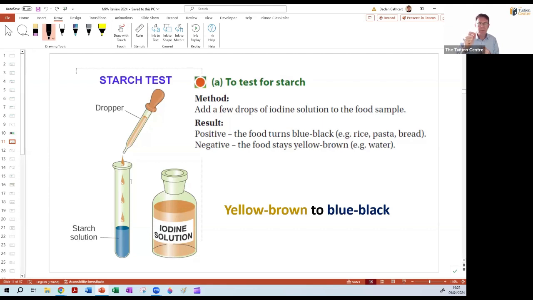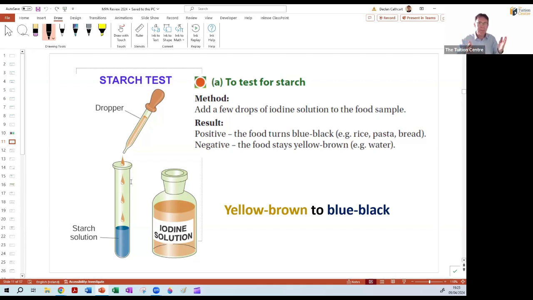Good work. 2 out of 3 right answers so far. Anyone else? What's the control? Last few seconds, last chance to give your answers. Water. So here's the thing about controls.